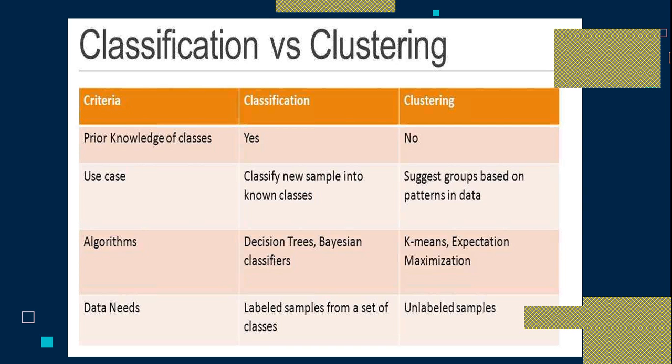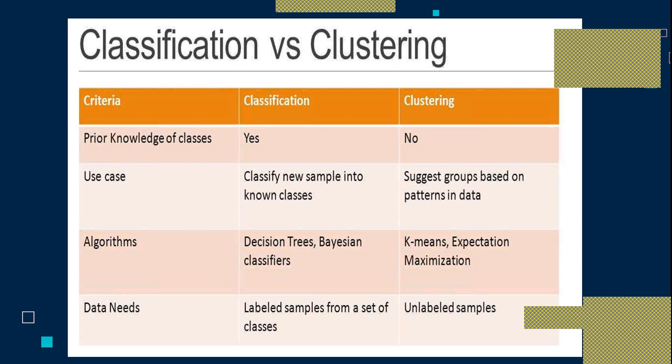But you already know, if it is predefined, that there are this number of classes, and now the new sample you have to classify according to the characteristics. While in clustering, the groups are suggested based on the patterns in the data. So what patterns are you finding out? Based on the pattern, you have to make a clustering. So there are no known classes or known information available in clustering.